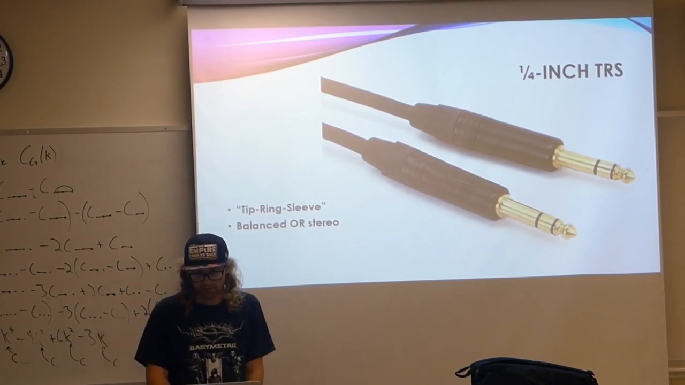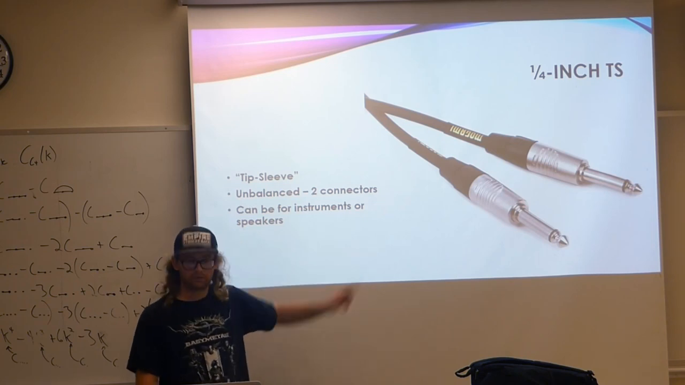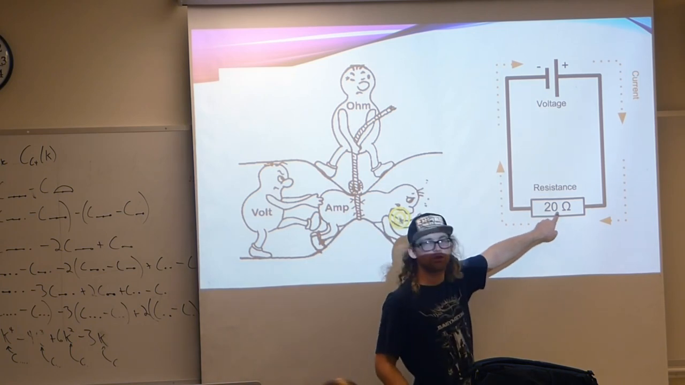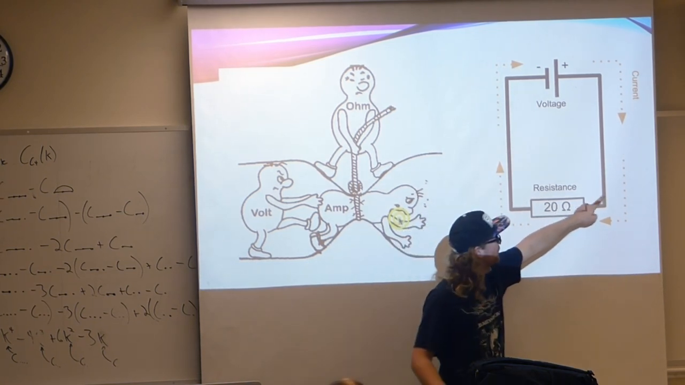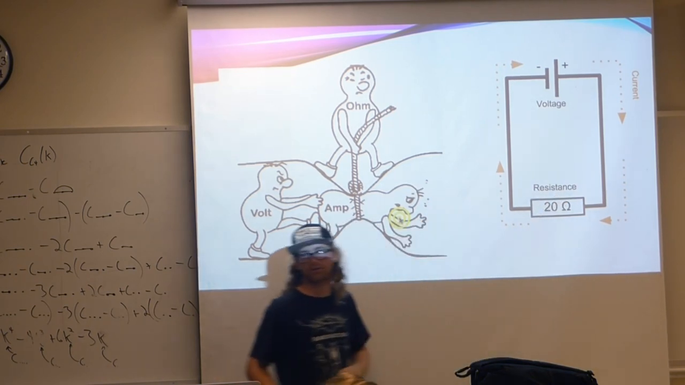And then going back to this, the reason there's two here is, if this is like your guitar or something, you need one wire that goes in and you need one wire that goes out, because that's how the circuit works.